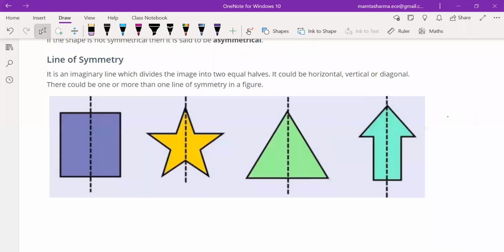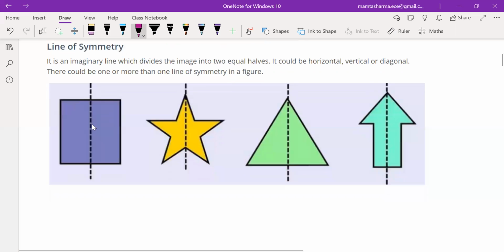Now we will see the line of symmetry. How would you draw that line so that the figure will be divided into two equal halves? That line will be known as the line of symmetry. There may exist one line, two lines, three lines, or there could be more than three lines also. That will depend upon the structure of the figure.